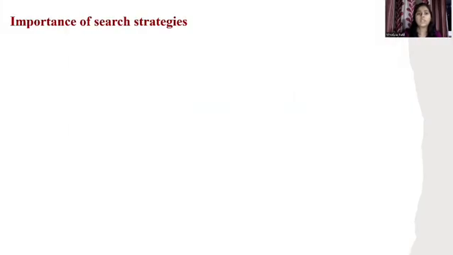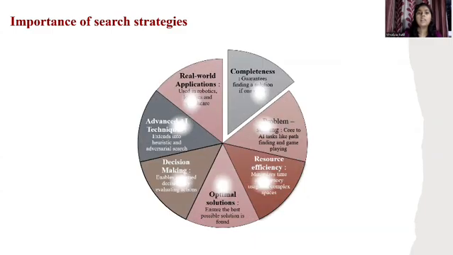So next, the importance of search strategy. First is real-world application, used in robotics, logistics, and healthcare. Second is completeness. It guarantees finding a solution if one exists. Third is problem solving, core to AI tasks like pathfinding and gameplay. Fourth is resource efficiency. It minimizes time and memory use in complex spaces. Fifth is the optimal solution. It ensures the best possible solution is found.